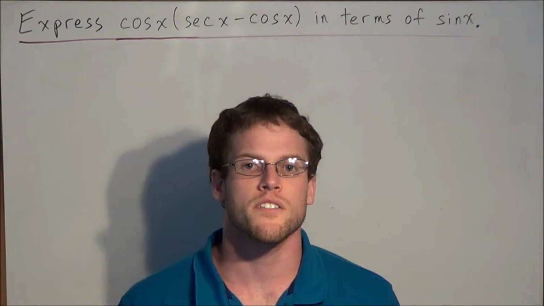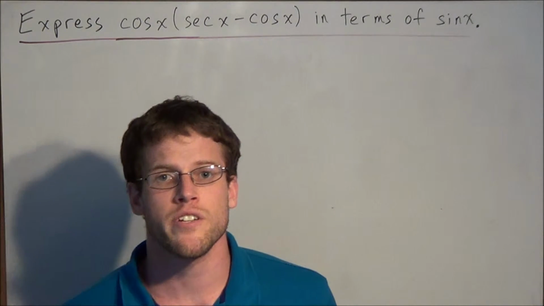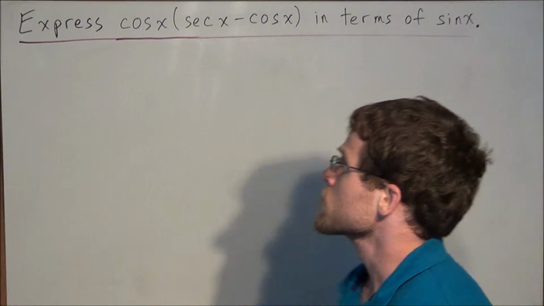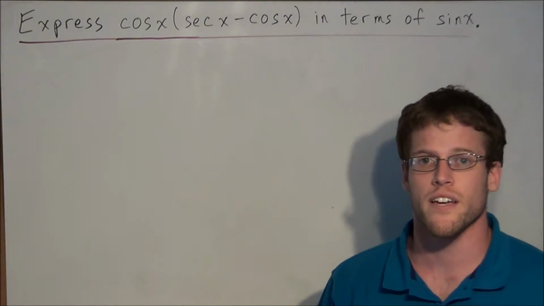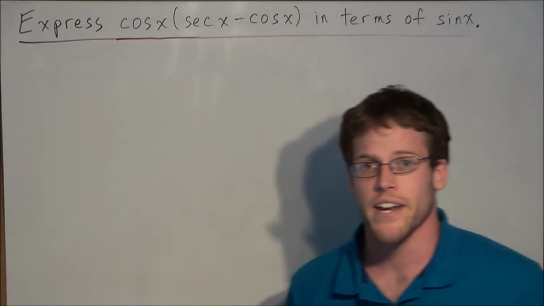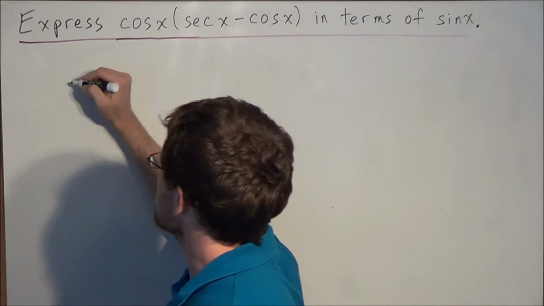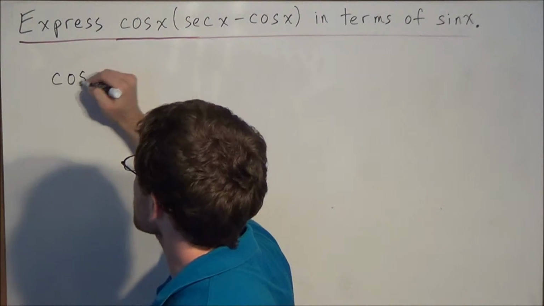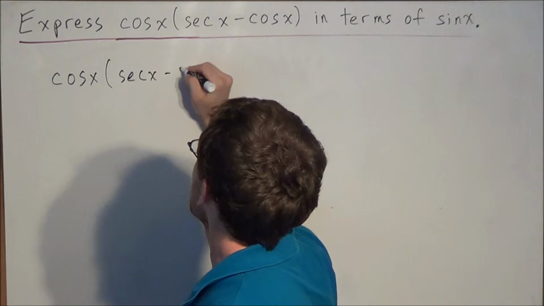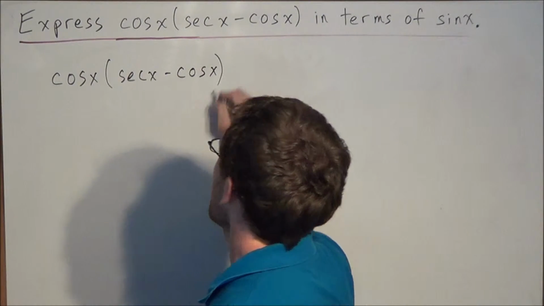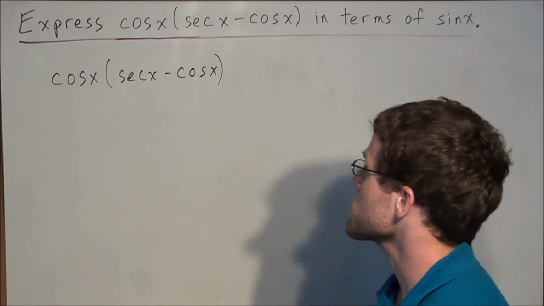Today I want to take a look at simplifying trig expressions using identities. So we have: express cosine x times secant x minus cosine x in terms of sine x. To start this problem, we're looking at cosine x times secant x minus cosine x, and the goal is to express this in terms of sine x.